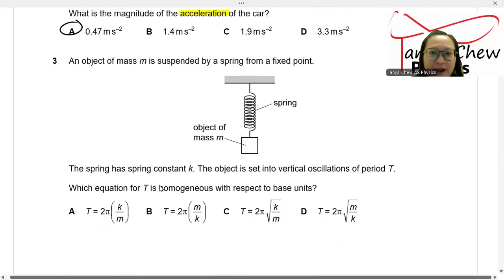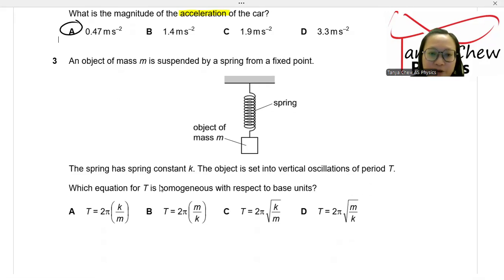Number 3, an object of mass m is suspended by a spring from a fixed point. The spring has a spring constant k. The object is set into vertical oscillation up and down of period T. Which equation for T is homogeneous with respect to base units?